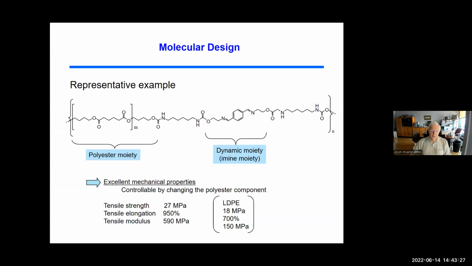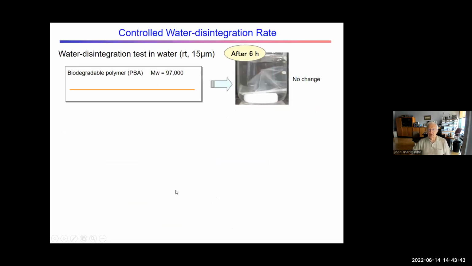What is it made of? It is made of a polyester moiety and of imines, which give the dynamic properties. The polyester is the biodegradation one, and this is the other one, the imines. Okay, there are mechanical properties. I don't want to insist on that, but I would like to show you to illustrate that.